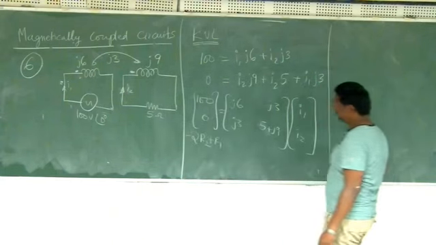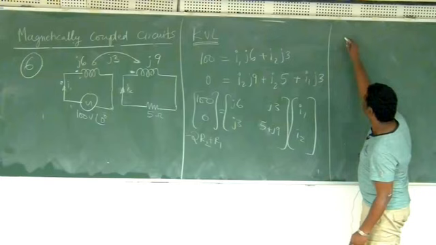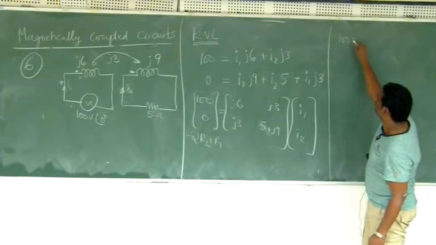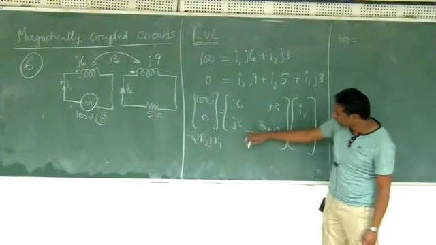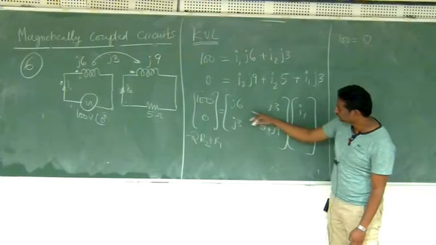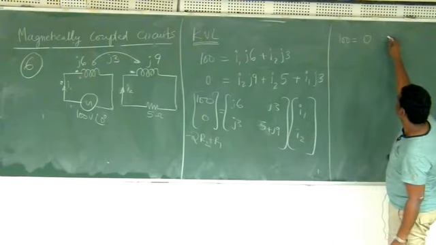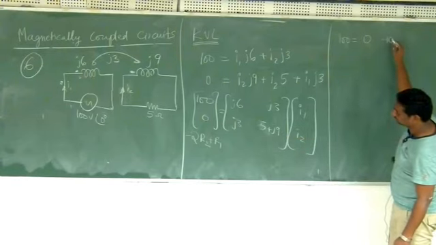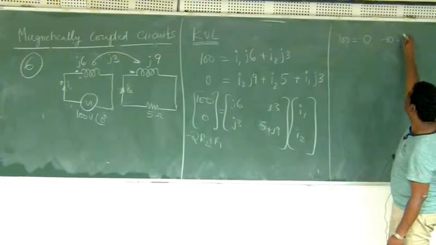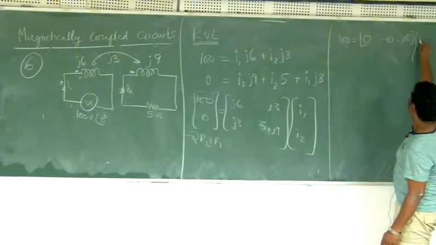What do I get? This is doubled and then subtracted. So 100 equal to double this and subtract from this. So I'll get 0. Double this and subtract from this. So what do I get? Minus 10 minus j15. I1, I2.